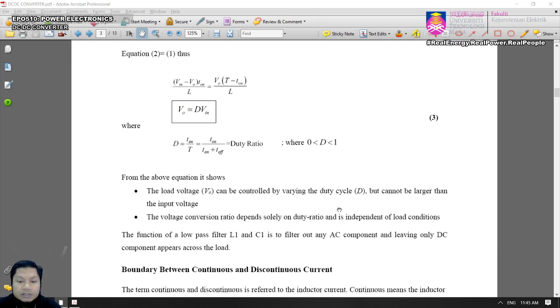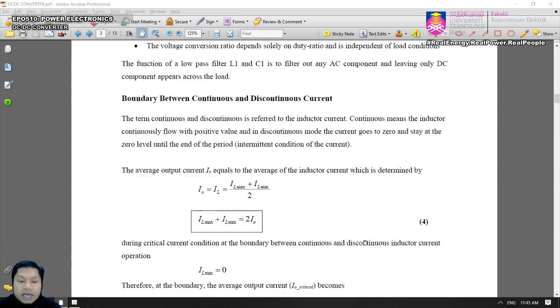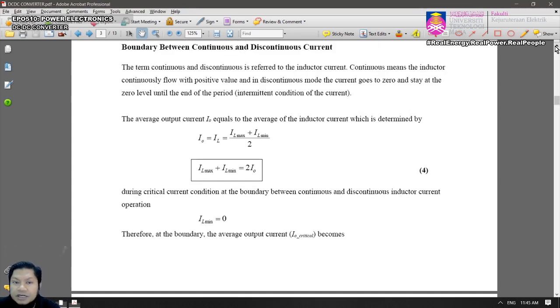Okay, so let's go back to the function of the low pass filter, which is to filter out any ripple. The boundary between continuous and discontinuous current: the terms continuous and discontinuous refer to the inductor current. Yes, I did show you just now. Continuous means the inductor continuously flows with positive value, and in discontinuous mode, the current goes to zero and stays at the zero level until the end of the period. It is an intermittent condition of the current. So in this case, the average current I naught equals the average inductor current.